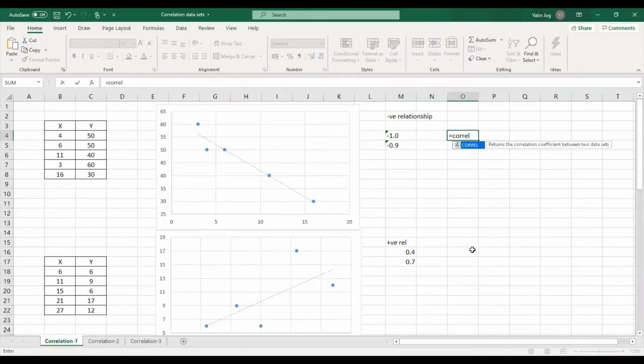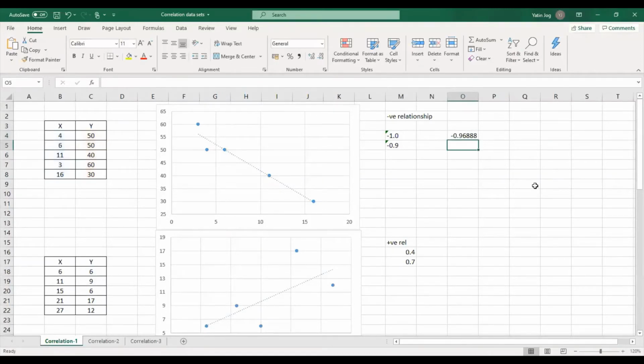C-O-R-R-E-L, correlation. So just type equal to and type the formula name, correlation, and you can see the description. It returns the correlation coefficient between two data sets. Simple. So into bracket, what I have to do is give both the data sets as input. First, I'll give the first data set, which is values of x, comma, then the second data set, which is values of y. And if I hit enter, what I'm getting is the R value.